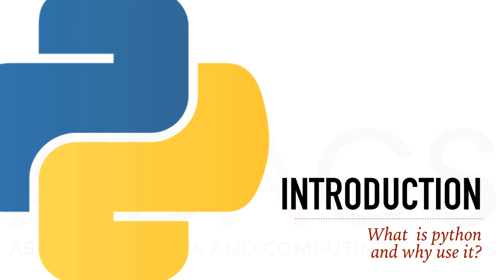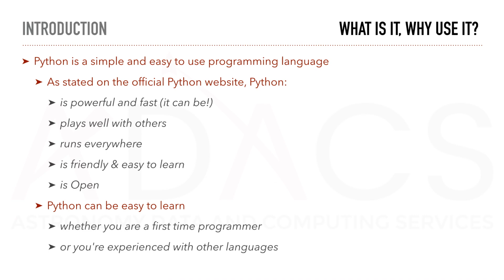So, let's get started. First of all, what is Python and why should you use it? Python is a simple and easy to use programming language. It can be fast, powerful, it plays well with others, which here means it can interact with other programming languages if need be. It runs anywhere, it is easy and intuitive to learn even if you've never programmed before, and best of all, it is open source.